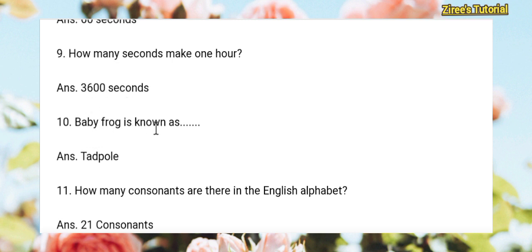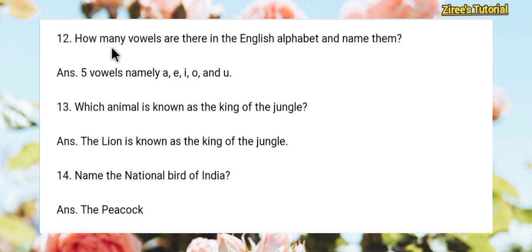Baby frog is known as tadpole. How many consonants are there in the English alphabet? Answer: 21 consonants. How many vowels are there in the English alphabet, and name them? There are 5 vowels in the English alphabet, namely A, E, I, O, U.